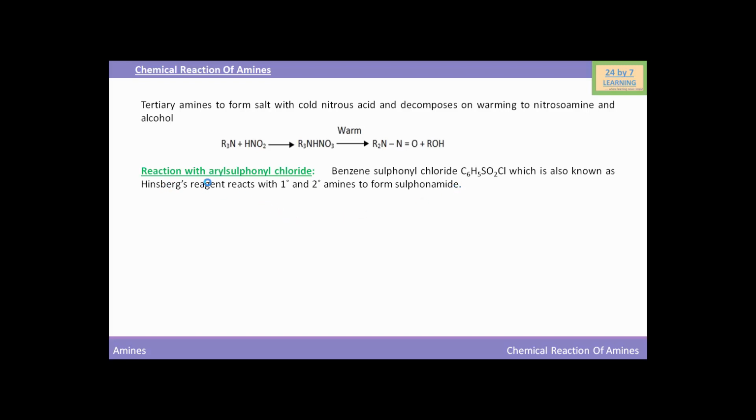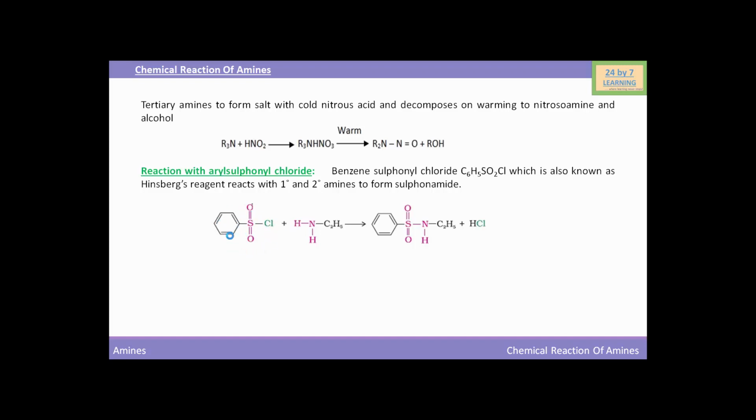Now we will see the reaction of amines with aryl sulfonyl chloride. Benzene sulfonyl chloride, that is C6H5SO2Cl, which is also known as Hinsberg reagent, reacts with primary and secondary amines to form sulfonamide. Here is the reaction for this.